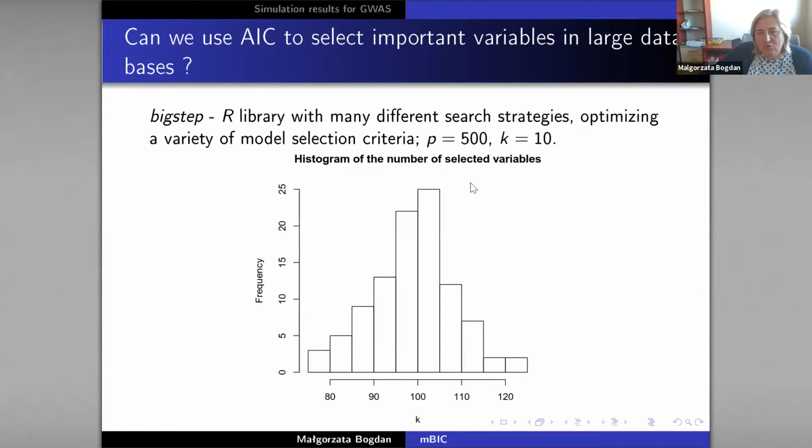And now we can try to use this AIC criterion, Akaike criterion, to pick the best model when my database contains 500 variables. The true number of important ones is 10. So I simulated my data. There are only 10 important variables. And now I run my Big Step library with Akaike criterion. And what I find out is that it selects more than 100 variables. So it does no longer work. Akaike criterion goes into models which are much too large. Okay?